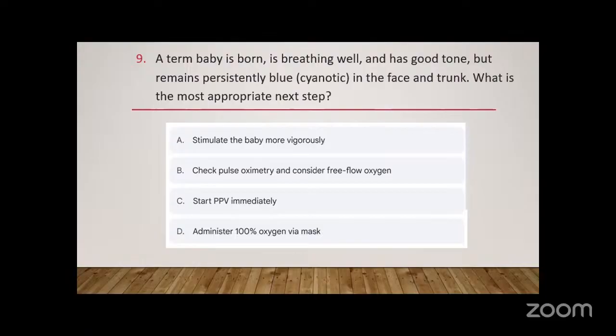The person who said B is correct. You are going to check because the baby has a good tone. The baby is breathing, he has a good tone, and his oxygenation is okay. Heart rate is okay. The baby is just still cyanotic at that point. You are going to check that your oxygen saturation probe is well placed, and allow the baby to adapt on its own, before we continue with maybe PPV and then go to the next step.